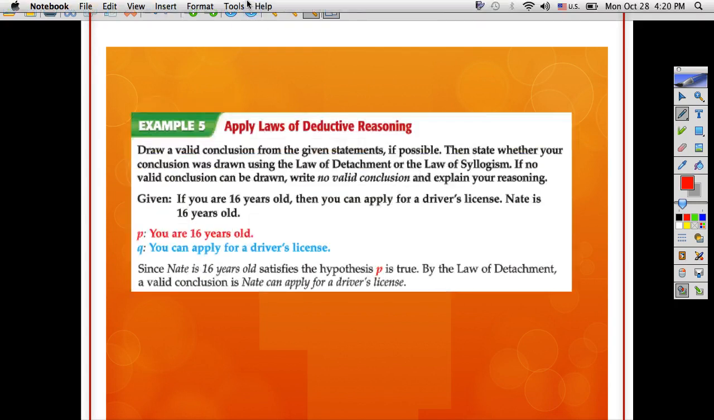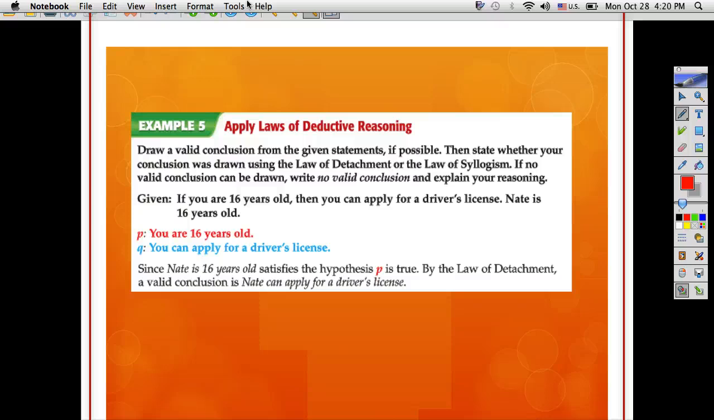All right, so applying laws of deductive reasoning. Draw a valid conclusion from the given statements if possible. Then state whether your conclusion was drawn using the law of detachment or the law of syllogism. If no valid conclusion can be drawn, write no valid conclusion and explain your reasoning.